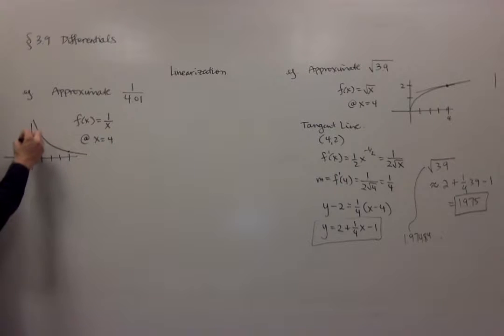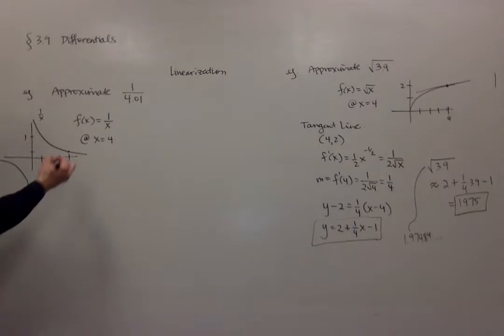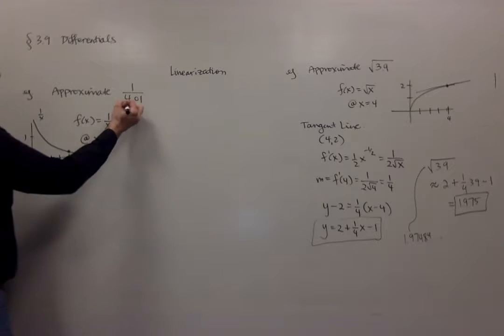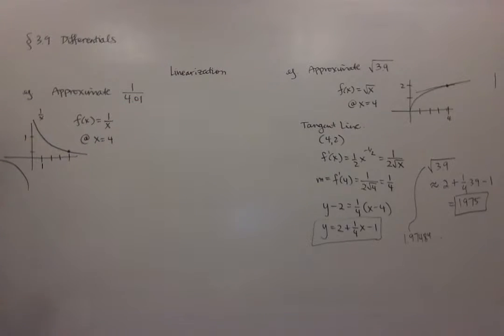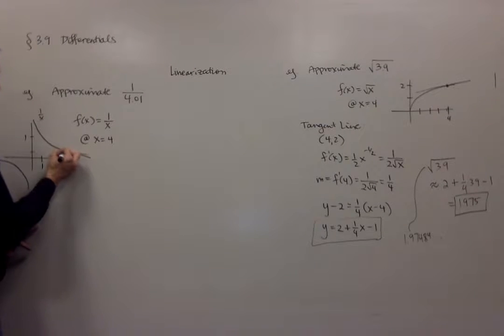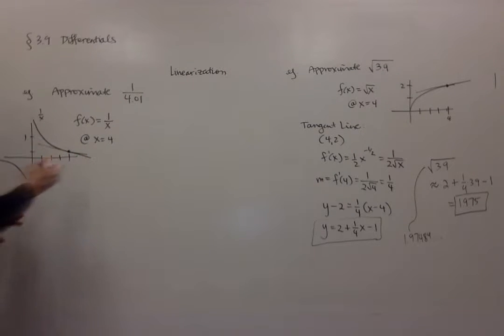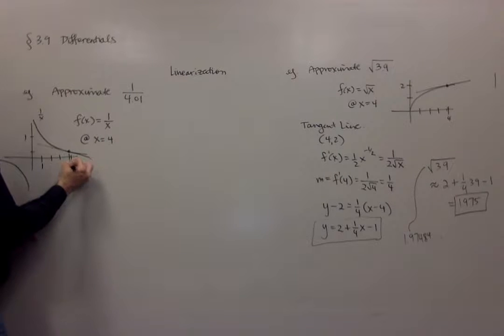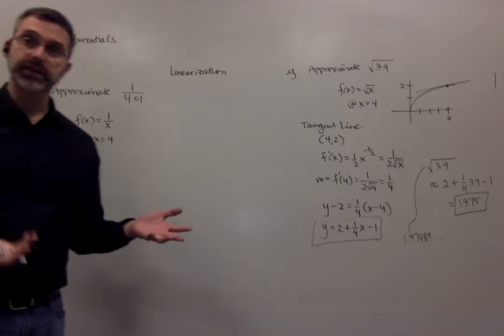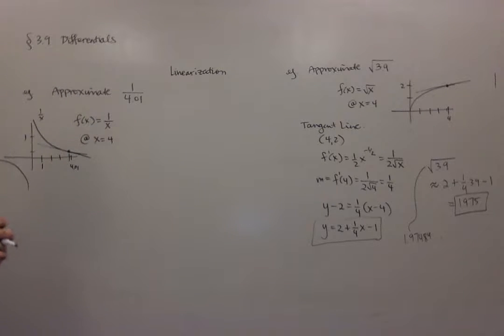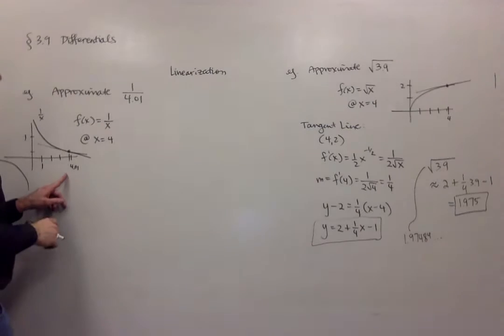Okay. That's 1 at 1. So it's 1/x. There's some other part over here. So what we're going to do at 4, which is a number close to 4.01, we're going to find the linearization of 1 over x. We're going to find the tangent line. And then instead of plugging 4.01 into 1 over x, we're going to plug that into the tangent line and see what kind of approximation we get. Okay? So let's give that a try.